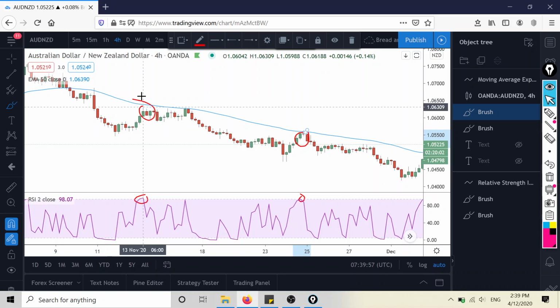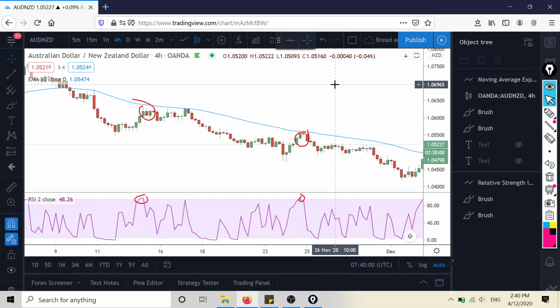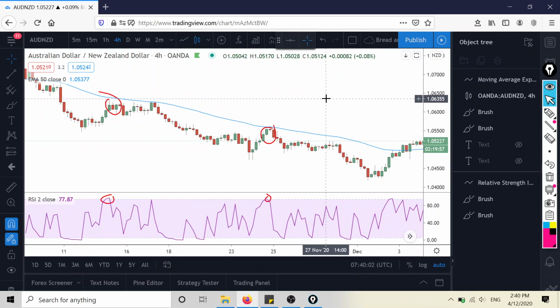Again, depending on your time frame, but I really like this system because it's pretty simple and it's pretty accurate, especially if you're using the daily chart. I think it's pretty strong.